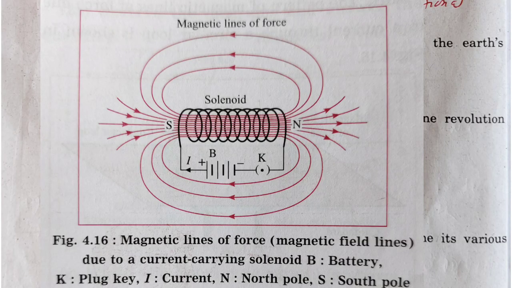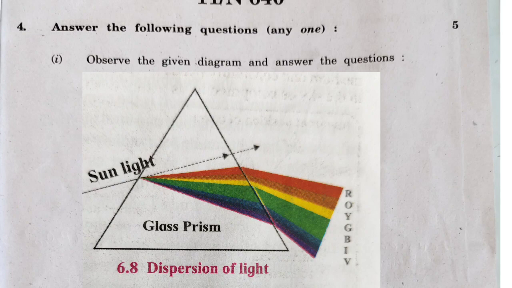See the diagram. Figure. Magnetic lines of force, magnetic field lines due to a current carrying solenoid. B. Battery. K. Plug key. I. Current. N. North pole. S. South pole.